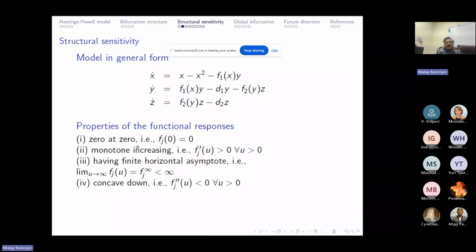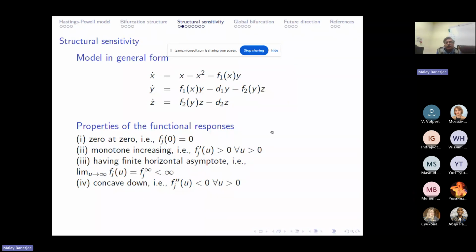At 0, these functional responses should be equal to 0. That means if there is no prey, there is nothing to predate. These functions are monotone increasing, so with the increase in the population density of prey, there will be increased predation. But of course, this rate of predation will not grow unboundedly. Therefore, functional responses are saturated, and that is characterized by the existence of a finite horizontal asymptote. The condition is given by this one. And one more assumption: the function is concave down.